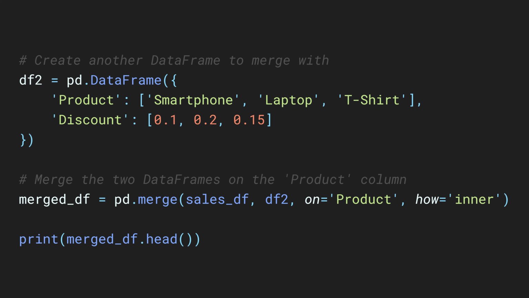In this example, we create another data frame with product discounts and merge it with the original sales data frame on the product column. The how parameter specifies the type of merge to perform: inner, outer, left, or right. In this case, we use inner to keep only rows with matching values in both data frames, as we already have the discount column in the original data frame. We won't be diving deep into types of joins here, but let me know if you want to learn more about it in the comments. So, let's see how the output looks like.